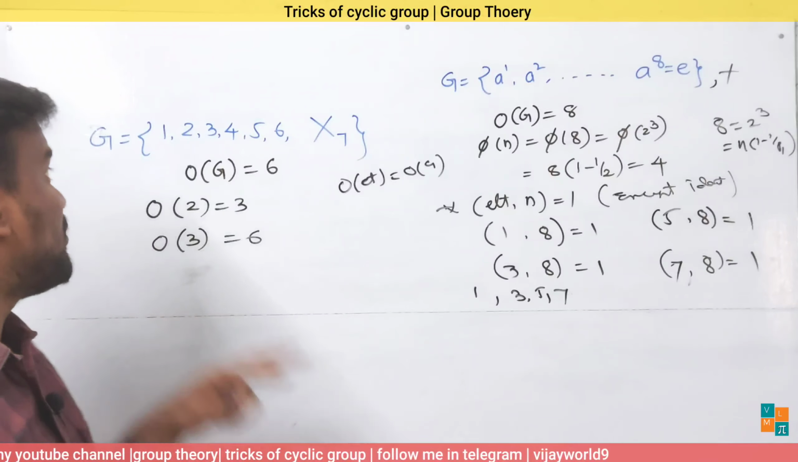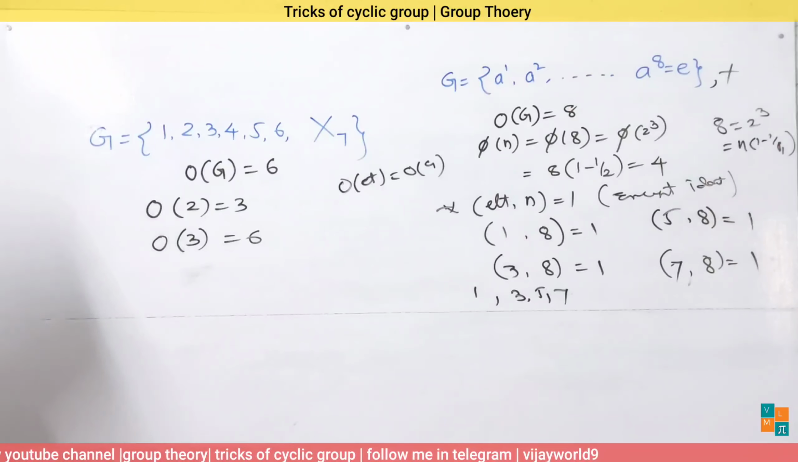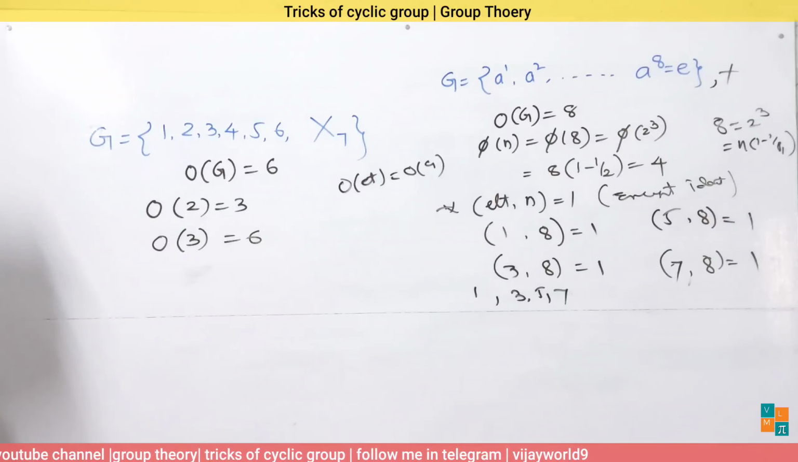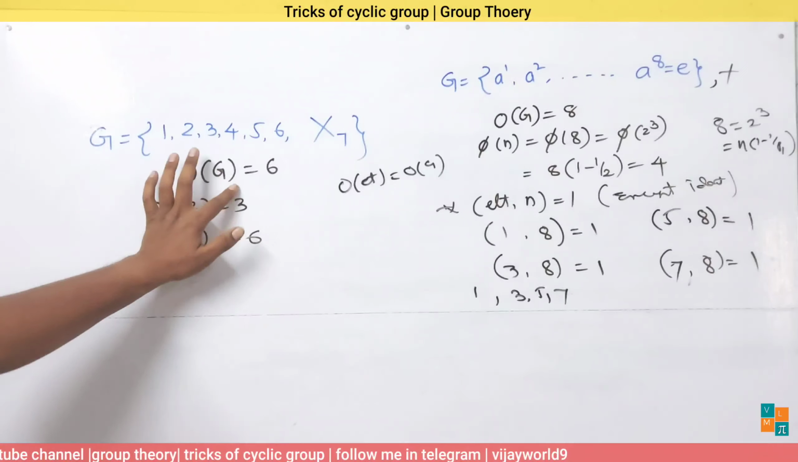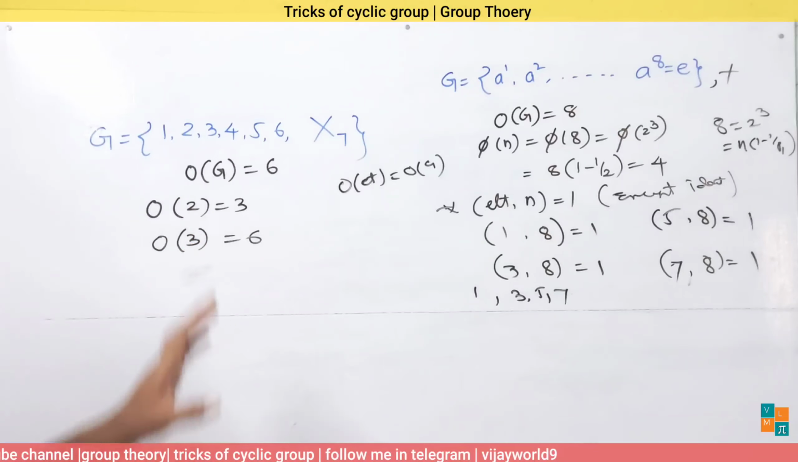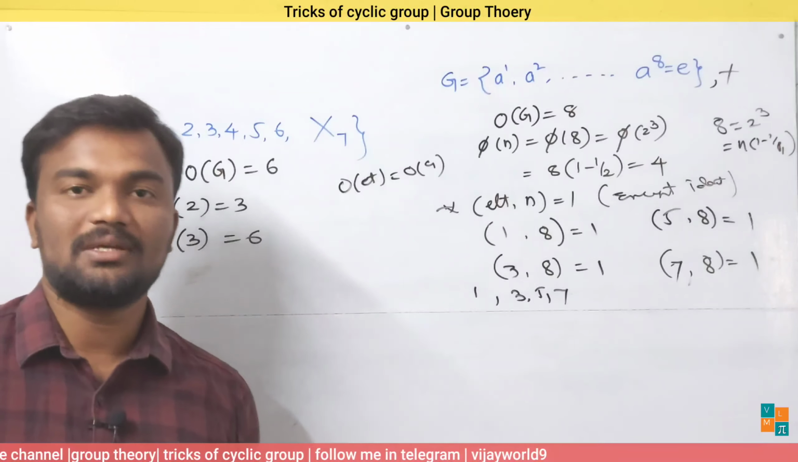Now let's see example number 2. What is given? G equals 1, 2, 3, 4, 5, 6 with respect to multiplication modulo 7. Here how many elements are in group G? 6 elements. So the order of the group is equal to 6. Here what is the binary operation? Multiplication is the binary operation.